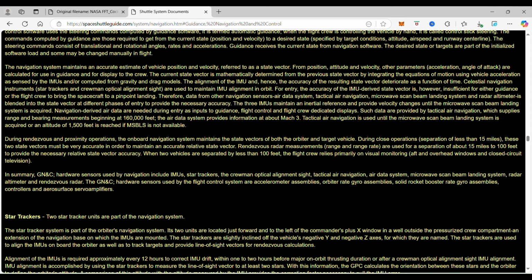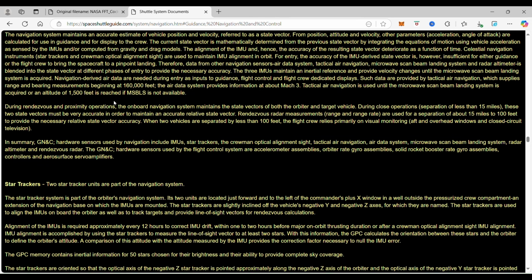But I wanted to go a little bit down here where we were talking about the rendezvous rates and the rendezvous proximity operation. Now this is talking about the scale. Now remember, we had the coarse, the medium, and the fine. Well, this is where it is defined.